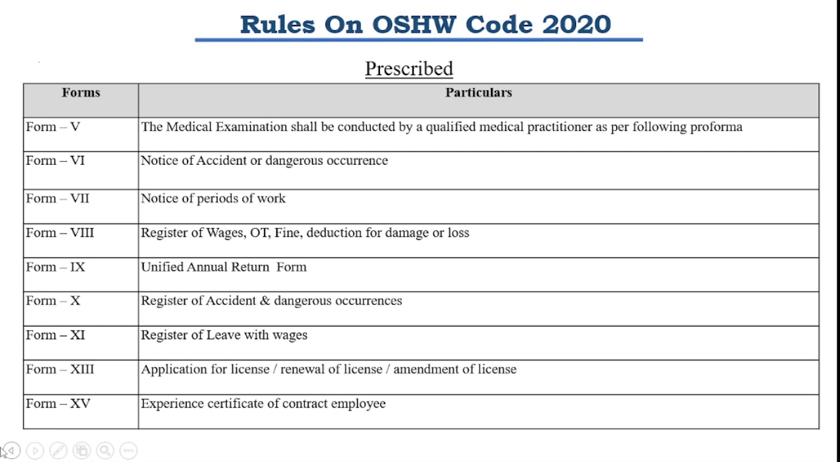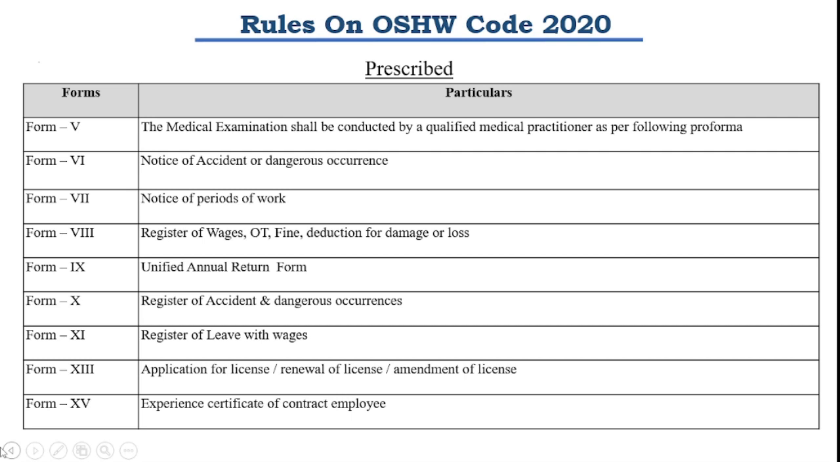Further, some of the quick forms, though there are many: Form 5, medical examination shall be conducted by a qualified medical practitioner. Form 6, notice of accident or dangerous occurrence. Form 7, notice of periods of work. Form 8, register of wages, OT, fine, deduction for damage or loss. Form 9, unified annual return form. Form 10, register of accident and dangerous occurrences.